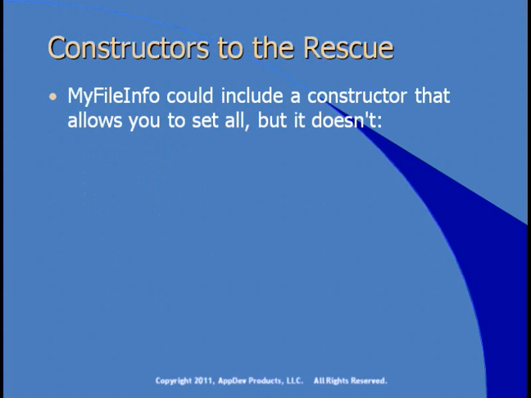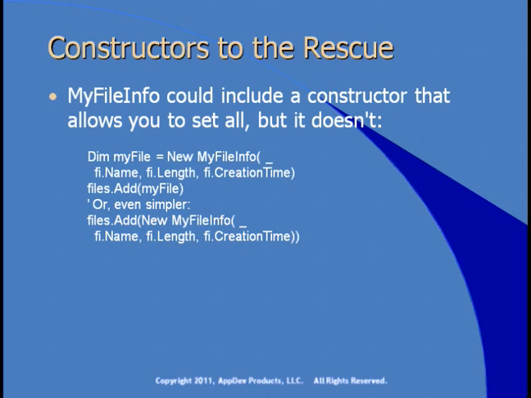Now, MyFileInfo could include a constructor that allows you to set all of its properties, but it doesn't. For example, it could have a constructor that let you set New MyFileInfo and pass in name, length, and creation time, and then add myFile to the collection, or even simpler, files.Add(New MyFileInfo(fi.Name, fi.Length, fi.CreationTime)). But it doesn't have that constructor. So how are we going to simplify this code? The answer is using the new features involved with class construction provided for LINQ to make anonymous types simpler to use.